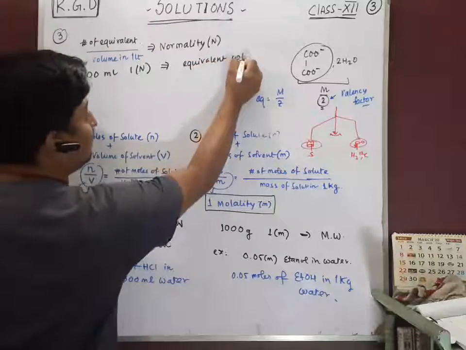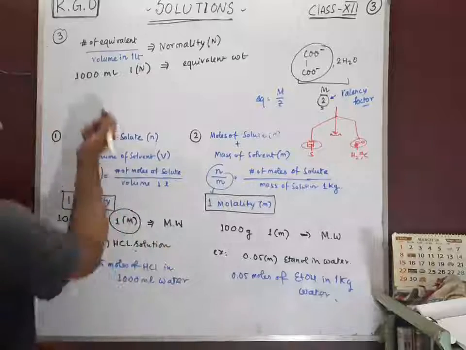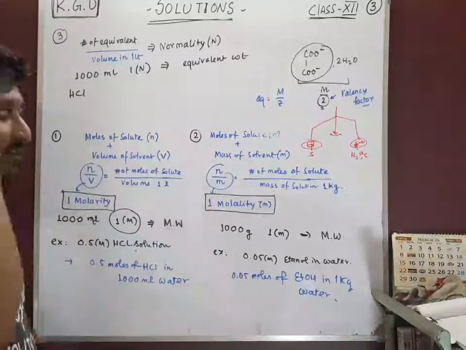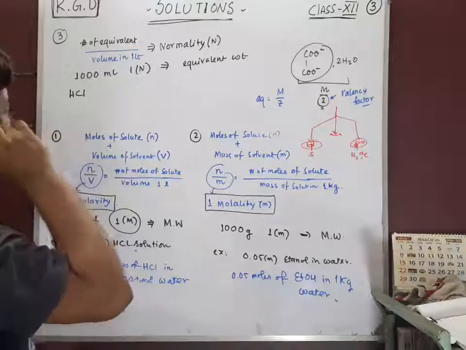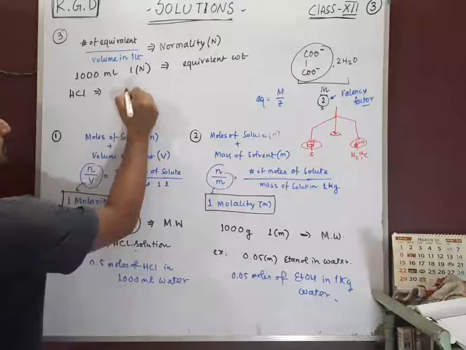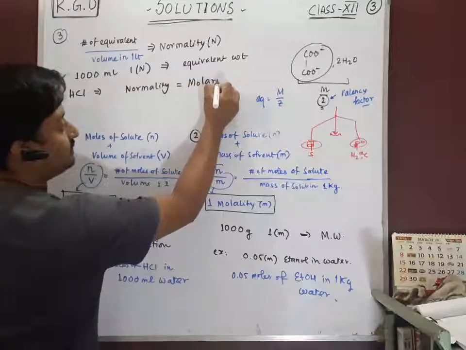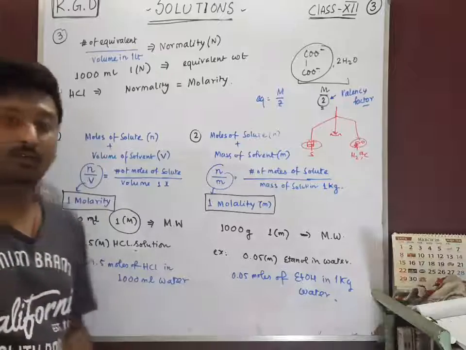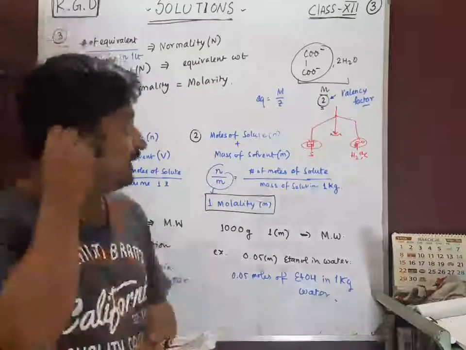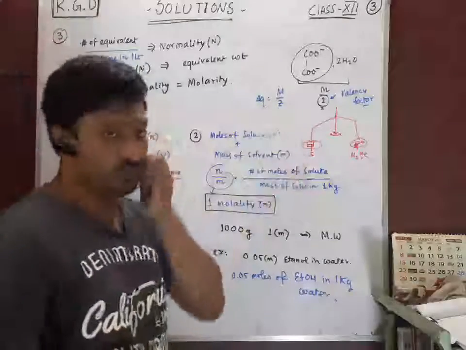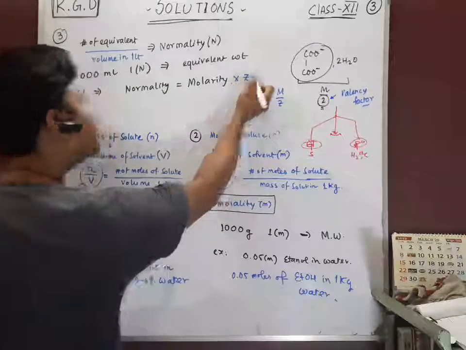Now, for HCl, the Z factor is 1, because it is monoprotic, it has a single proton. So for HCl, the normality will be equal to the molarity. And let's say for oxalic acid, the normality will be 2 times the molarity because the Z factor is 2. So in general, normality is molarity multiplied by Z.